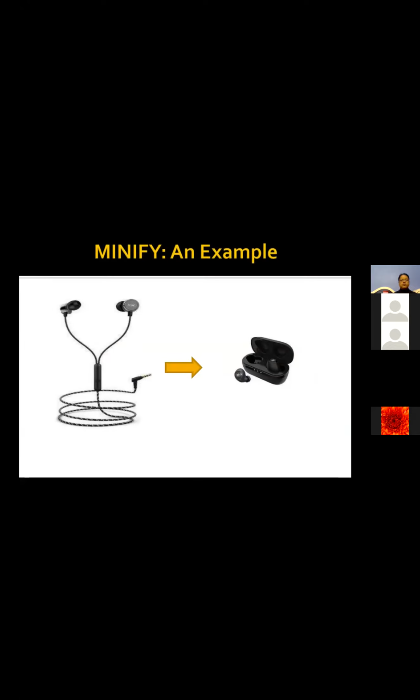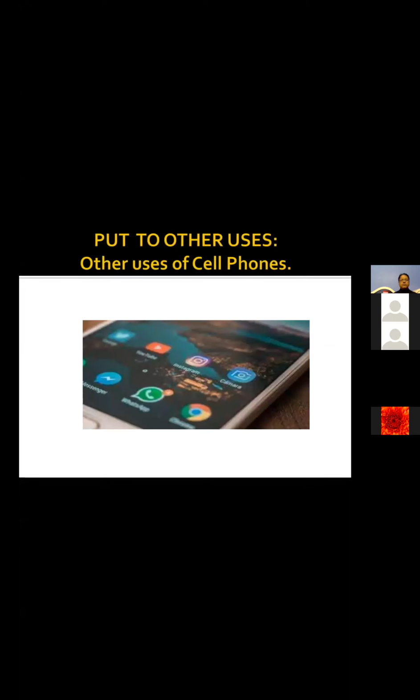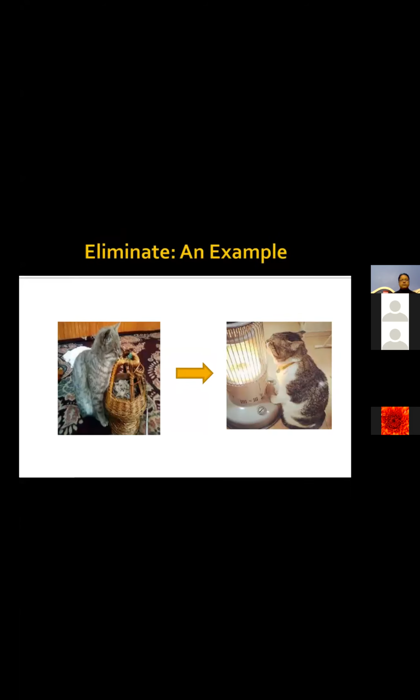Under the minify category, we have the example that Bluetooth earphones have replaced wired earphones. Put to other uses, we are using cell phones. The cell phone can do multiple works. For example, you can use WhatsApp for messaging, YouTube for video, or you can call or text. So multiple uses can be done with your cell phone. Eliminate, under the eliminate category, the older product, the Kangri, is being replaced by the new room heaters. That is also a big innovation.